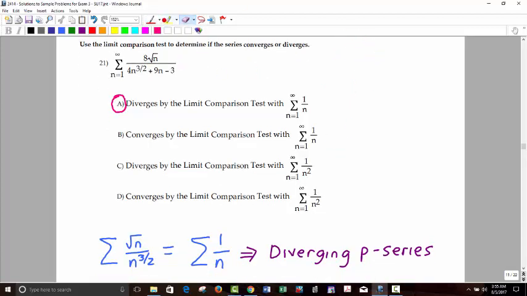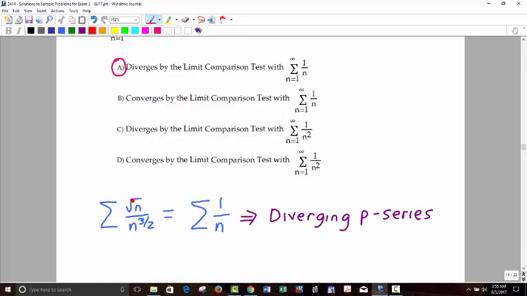Take a look at what I already did there. So I took the square root of n over n to the 3/2, because the square root of n is n to the 1/2. That would reduce into 1 over n. So basically, I'm looking for something with 1 over n. So that takes these out. And now, does it converge or diverge?